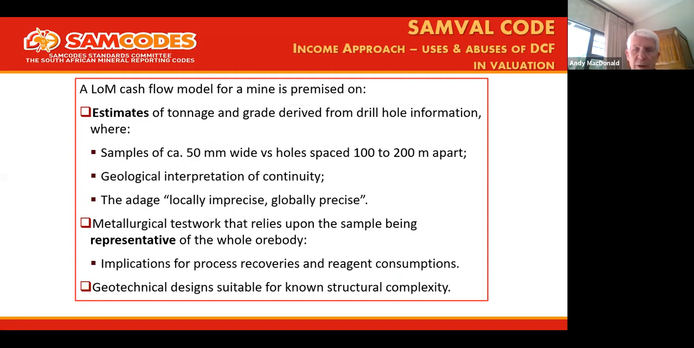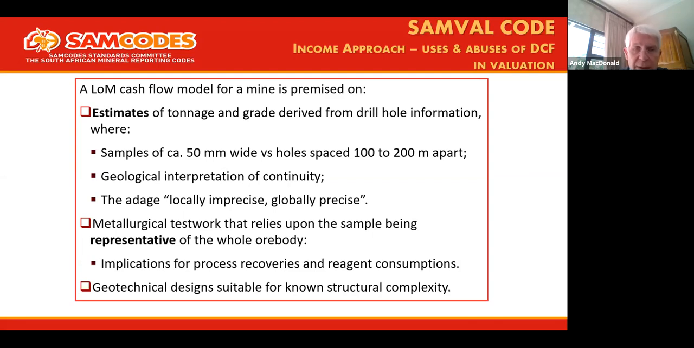Now, the problem is that invariably you have variability in your grades, but on average they are consistent, hence the phrase locally imprecise, globally precise. So when you say, I'm going to mine that ton of ground, the grade is 3.16 grams per ton, you can't say that with absolute certainty. But if you said, I'm going to mine 1 million tons this year and I'll get 3.16 grams per ton, you've got a good chance that you would be very close to that.